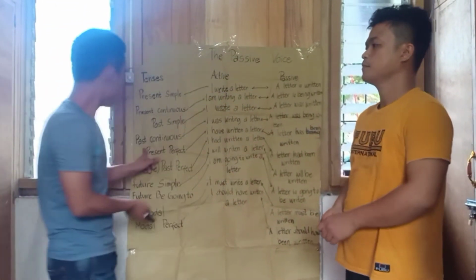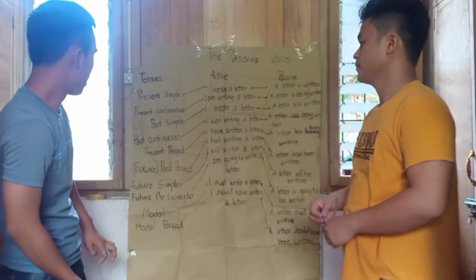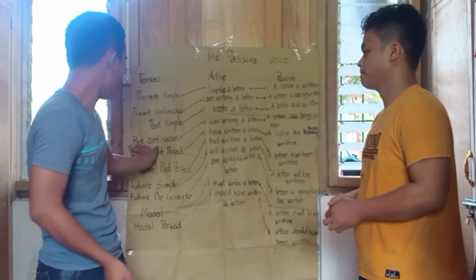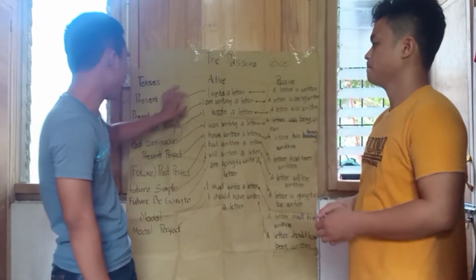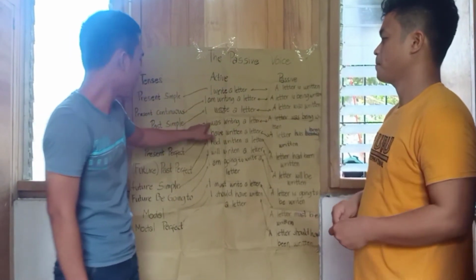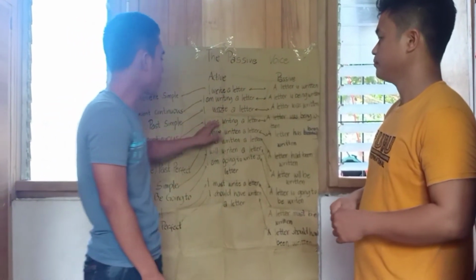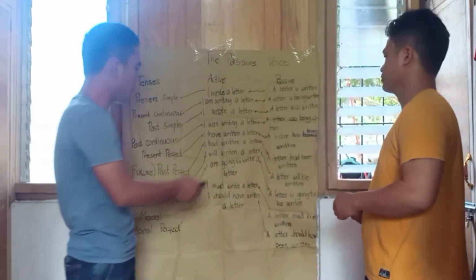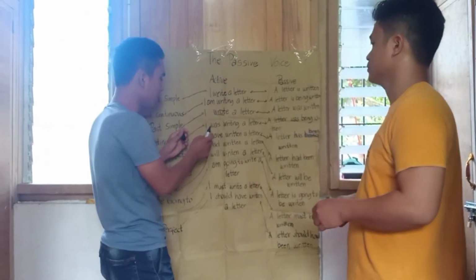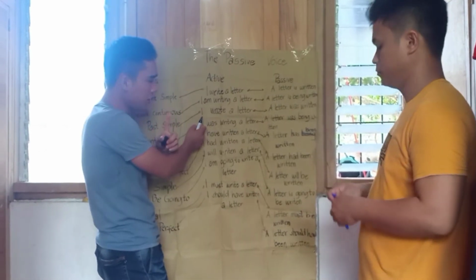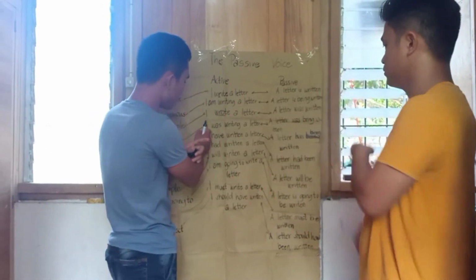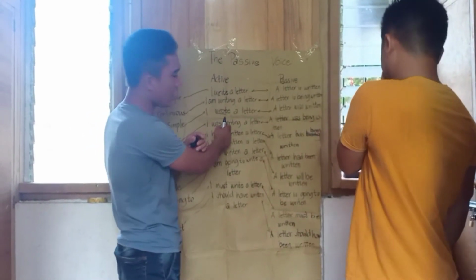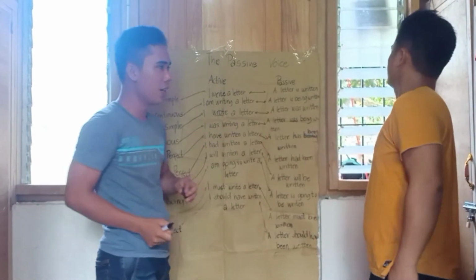So in the sentence, the past continuous, we are going to apply it in the active voice. For example, I was writing a letter. So we are going to put it in the active voice. I is our subject, and then was writing is our action, and the letter is our object.